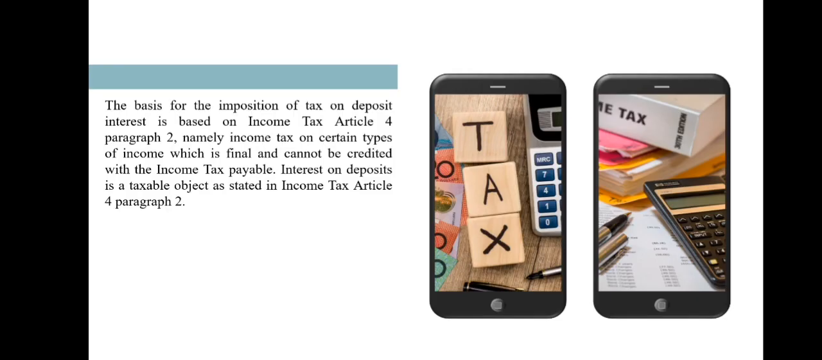The basis for the imposition of tax on deposit interest is Income Tax Article 4, Paragraph 2, namely income tax on certain types of income, which is final and cannot be credited with the income tax payable. Interest on deposits is a taxable object as stated in Income Tax Article 4, Paragraph 2.